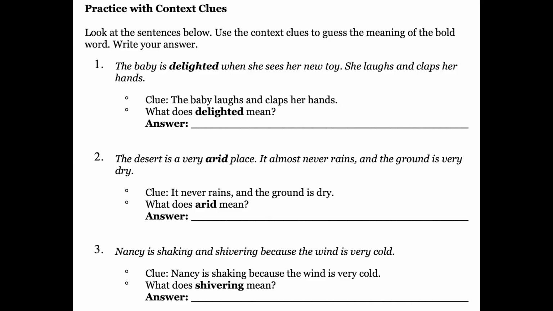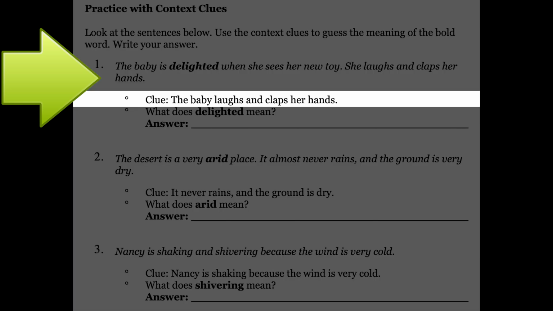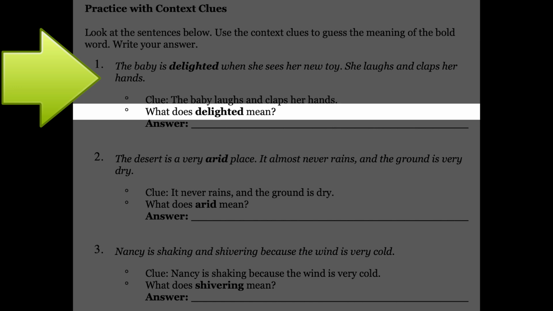Great. Now that we've discussed the meaning and types of context clues, let's look at some examples from your textbook. Use the context clues to guess the meaning of the bold word. Write your answer. 1. The baby is delighted when she sees her new toy. She laughs and claps her hands. Take a look at the clue. The baby laughs and claps her hands. What does delighted mean? Pause the video now and write your answer on the line.